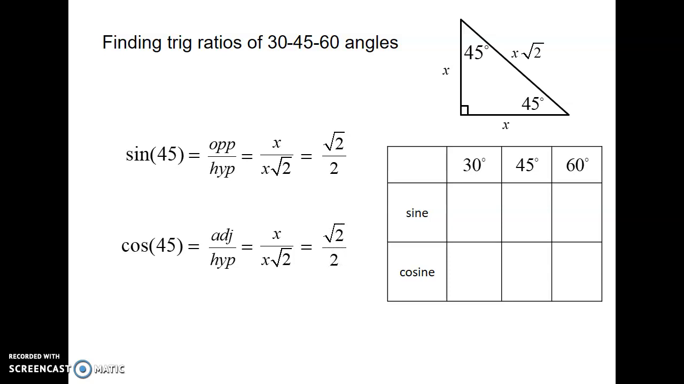So I've included this nice little chart over here to help us out. For the sine functions between 30, 45, and 60, you're going to have 1/2 for 30, root 2 over 2 for 45, and root 3 over 2 for 60. And for cosine, you're going to have root 3 over 2 for 30, root 2 over 2 for 45, and 1/2 for 60.